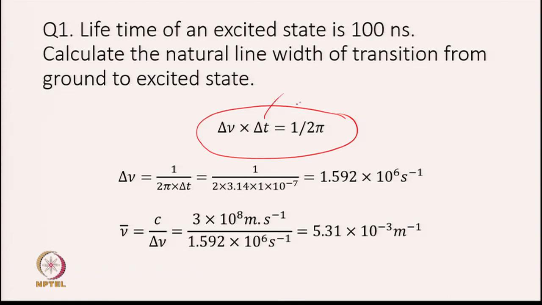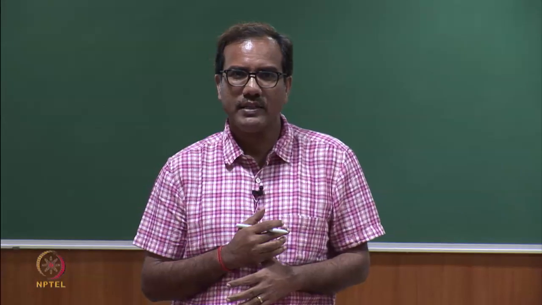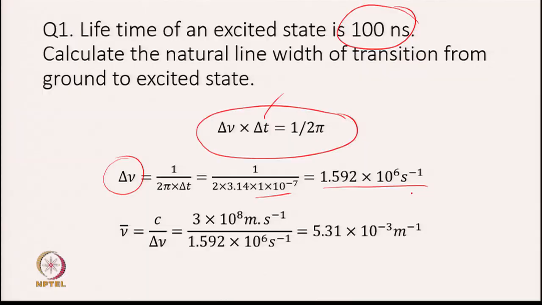Here the lifetime is given, that is 100 nanosecond, and so it is quite easy to calculate the uncertainty in frequency value, and that is going to be 1 by 2 pi into delta t. Delta t is 100 nanosecond, so 1 into 10 to the power minus 7 second, and so you will get this much delta nu. So, this is your natural line width in frequency unit, and you can calculate the natural line width in wave number unit by simply dividing by c, and this comes out to be 5.31 into 10 to the power minus 3 meter inverse.